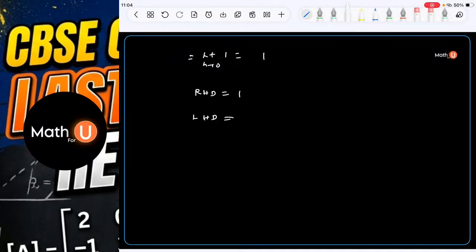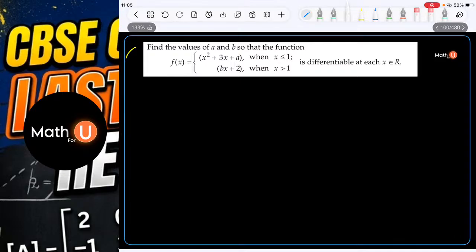Okay, LHD is not equal to RHD. Therefore, f of x is not differentiable at x equal to 3. Okay, you should prove it like this. Then this is the function. Actually we already did this question in MCQs. In MCQ we already did this question.